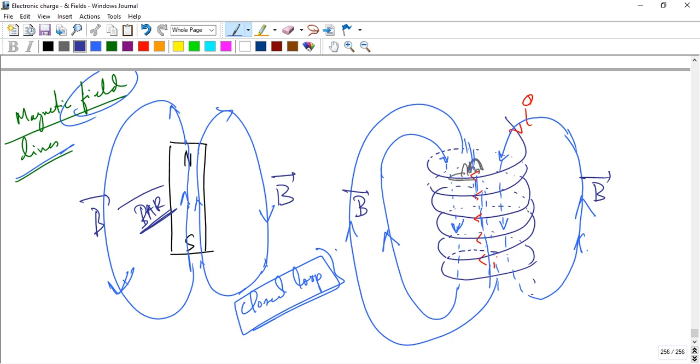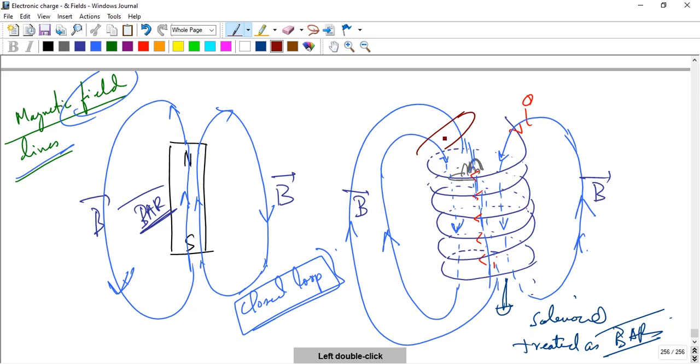See, there is an important point here. This solenoid is also treated as a bar magnet. You know the concept, okay? So here is the important factor. Suppose I choose some closed region here, region number 1, and I choose another closed region here, region number 2.